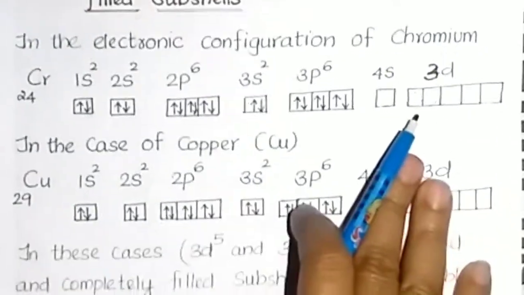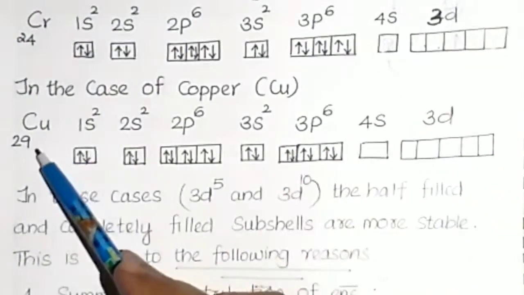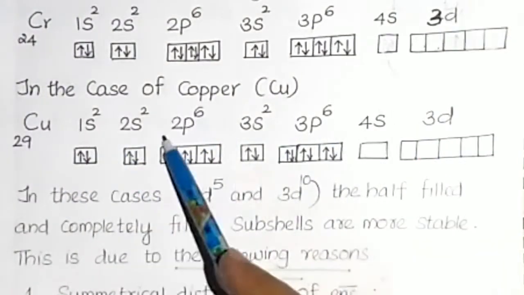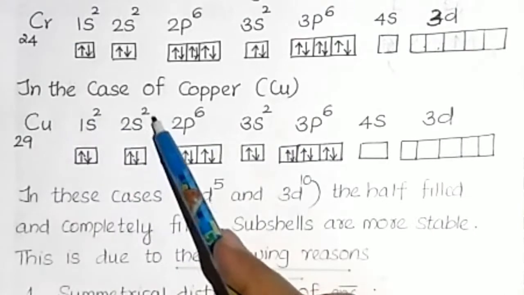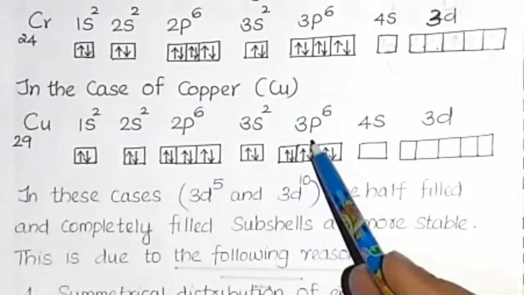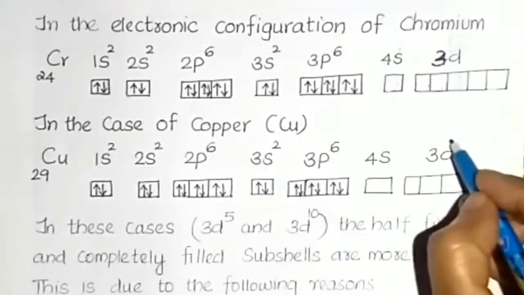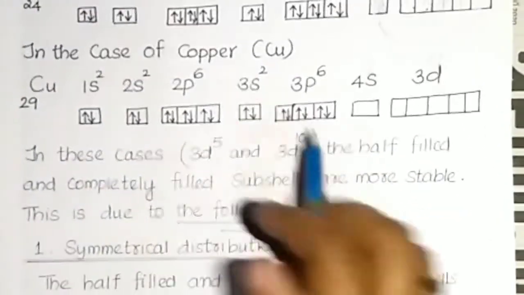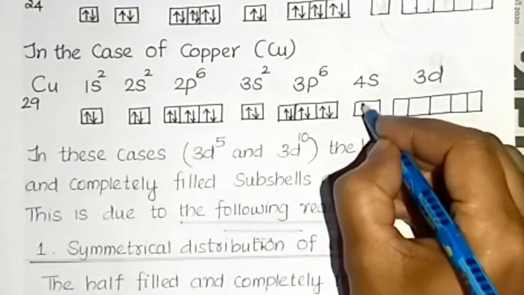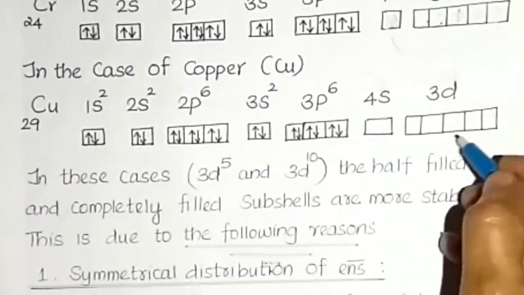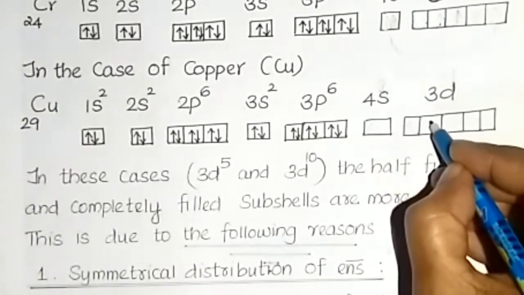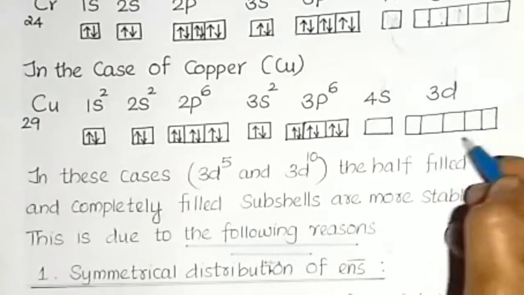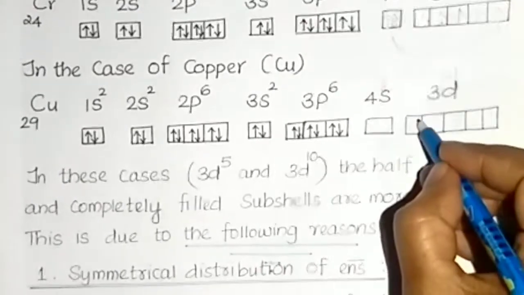Then we can discuss another example, in the case of copper. Copper has atomic number 29, and we can write the electronic configuration in the SPDF method: 1s2, 2s2, 2p6, 3s2, 3p6, 4s2, 3d9. The remaining is 9. In this configuration, according to Hund's rule, the 3d orbitals are first singly filled, 1, 1, 1, 1, 1. Then the remaining 4 electrons are there.